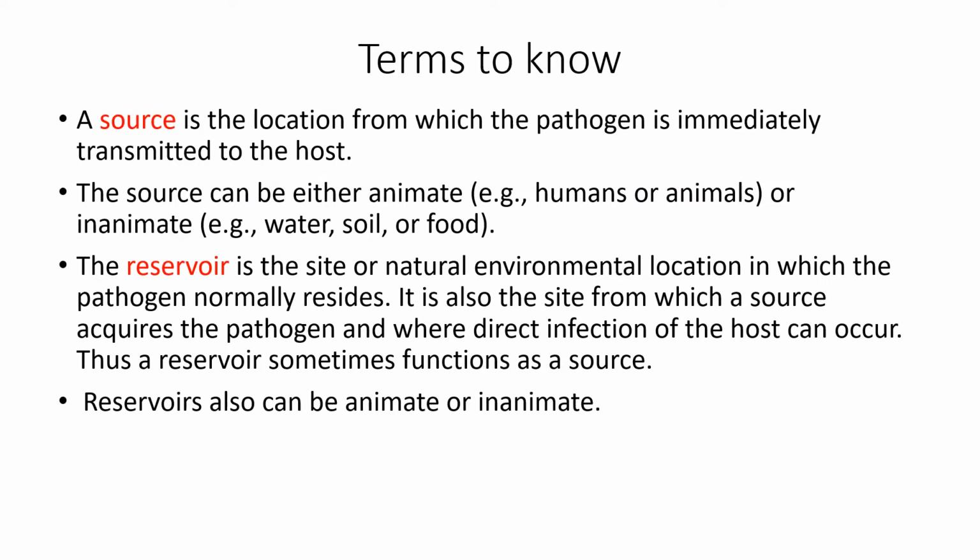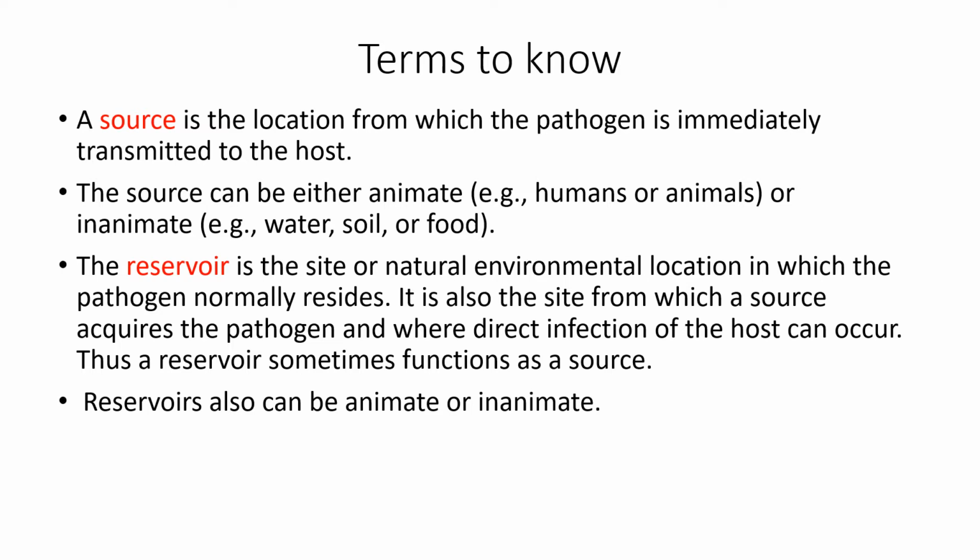Before we see the details of transmission of diseases, let us first understand a few terms connected with it. The first one is source. A source is the location from which the pathogen is immediately transmitted to the host. That means the pathogen is residing in a location, and from that location the pathogen gets transmitted to the host, causing the disease.